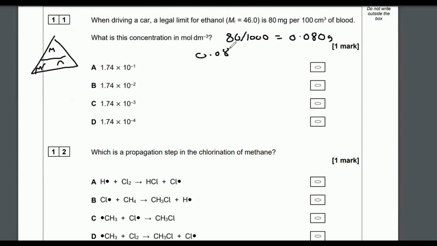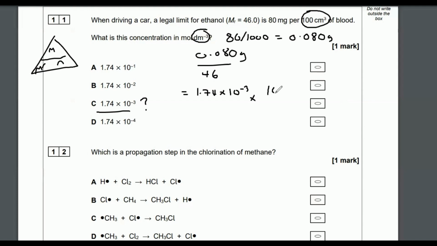This is the way I'm going to do it. I'm converting the 80 milligrams to mass, so we've got 0.080 grams, dividing it by the Mr, and that is going to give me my number of moles. My number of moles is 1.74 times 10 to the minus 3, and that's how many moles are in 100 centimeters cubed. So how many moles would be in a decimeter cubed? A decimeter cubed is 1,000 centimeters cubed, so 1,000 divided by 100 is 10. So times it all by 10, and I'm going to get 1.74 times 10 to the minus 2.